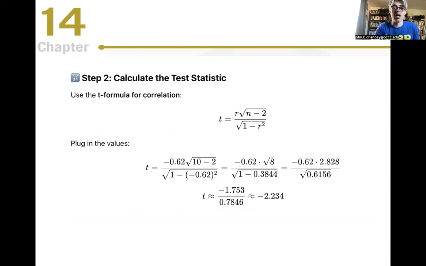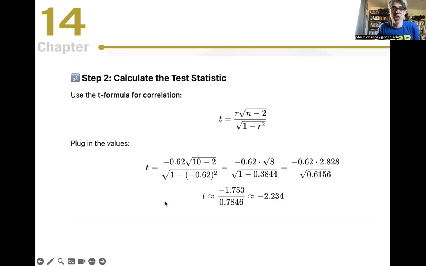We calculate it by going with R, our value of R, so negative 0.62 times n minus 2. That's our degrees of freedom in this case. So that would be 10 minus 2 gives us 8, over 1 minus R squared. So R again, negative 0.62. All you have to do is plug these values in. You can kind of see the math here.